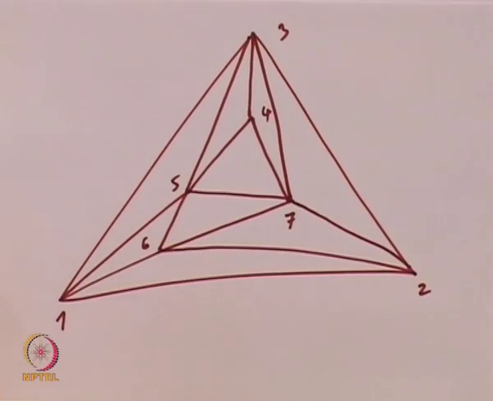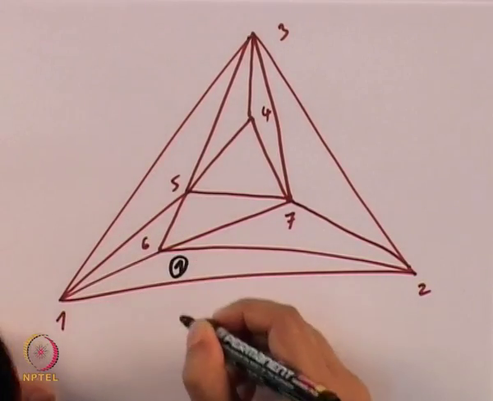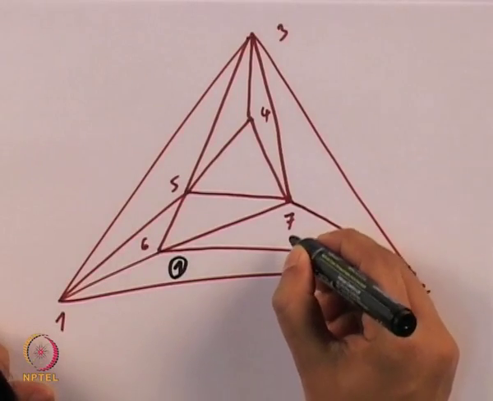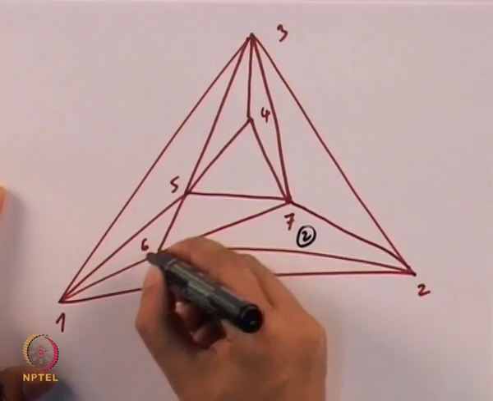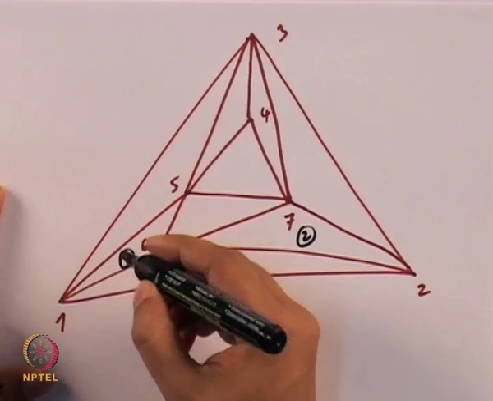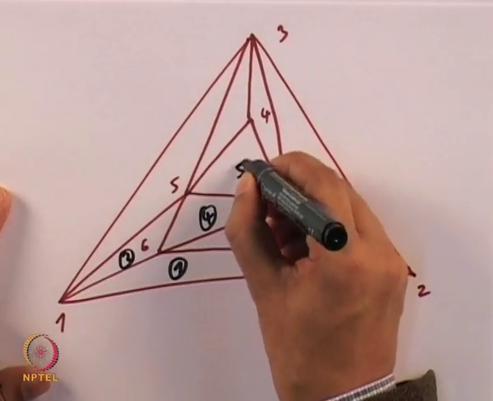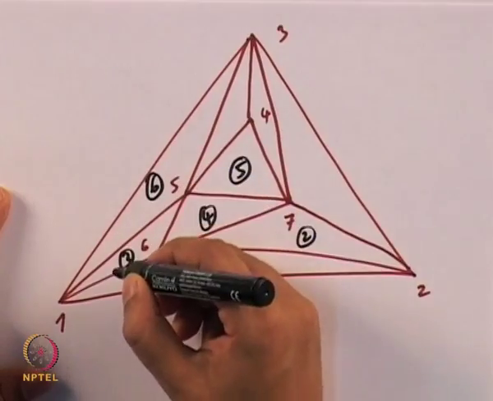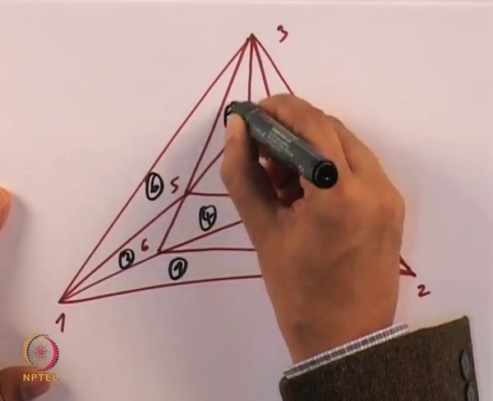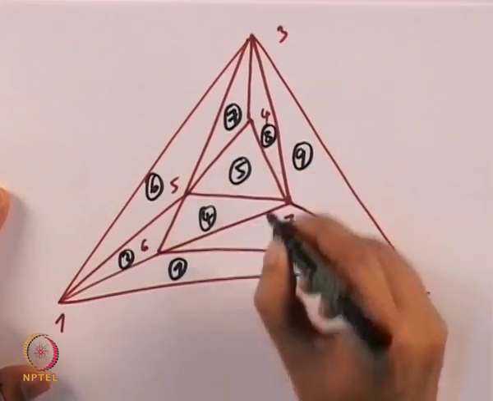As you can see, there are so many triangles. So let us number them one by one. So this is my first element, this is my second element, this is my third element, this is my fourth element, this is my fifth element, this is my sixth element, this is my seventh element, this is my eighth element, and this is my ninth element.